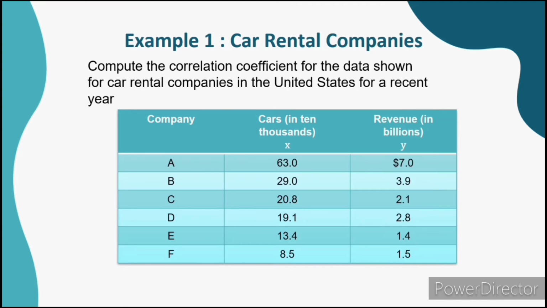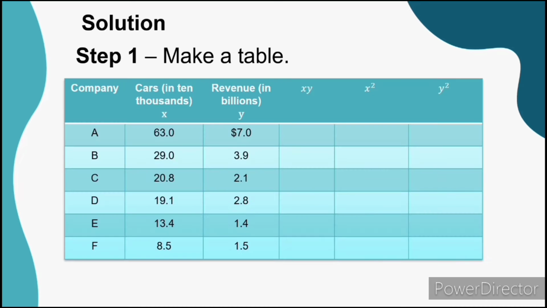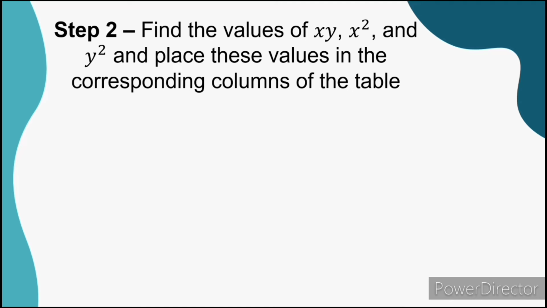Example 1, compute the correlation coefficient for the data shown for car rental companies in the United States for a recent year. So step 1, make a table. We add 3 columns to the right. Fourth column is x times y, fifth column is x squared, and sixth column is y squared. Step 2, find the values of x times y, x squared, and y squared, and place these values in the corresponding columns of the table.